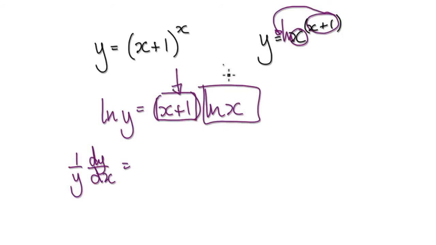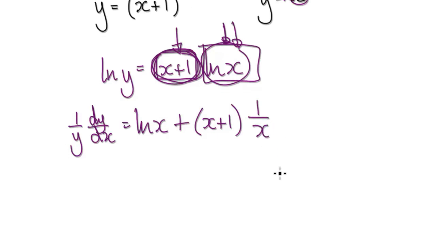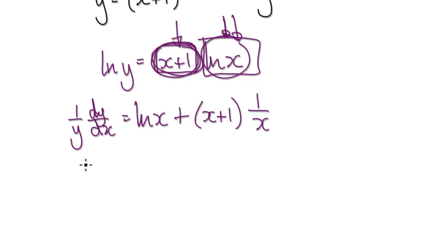So differentiate the first, leave the second alone. So when you differentiate the first, it's just going to be 1. So 1, and then leave the second alone. So that would then be natural log of x, plus, and then you leave the first alone and differentiate the second. That would be (x plus 1) times 1 over x. So now tidy this up. So this block here gets multiplied to the top. So that would be (x plus 1) over x.